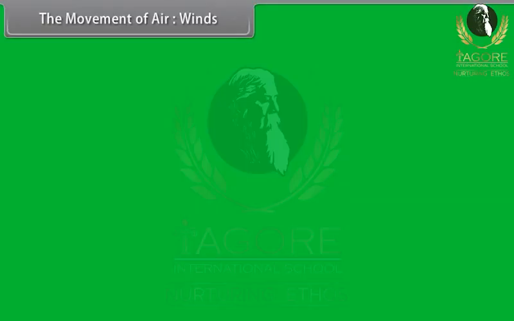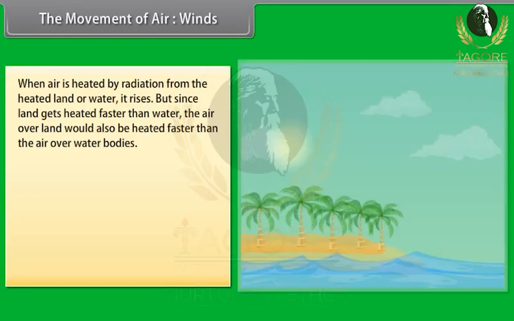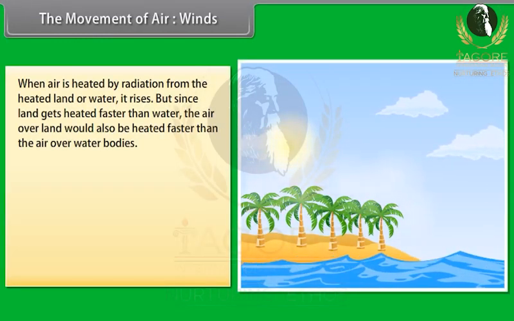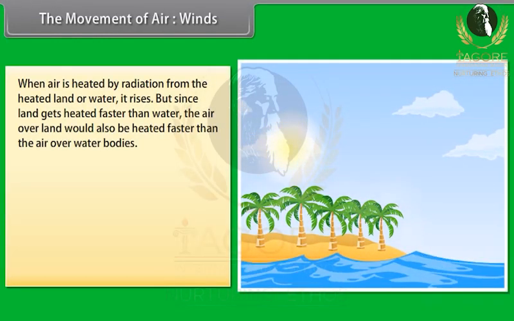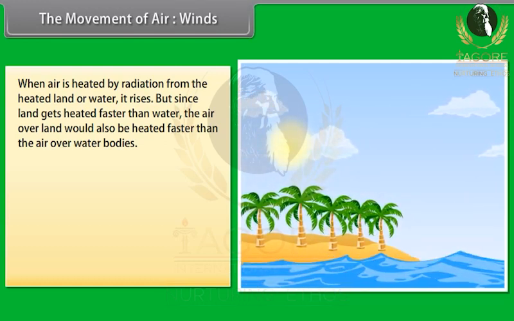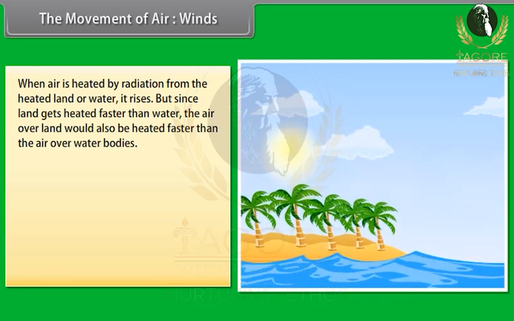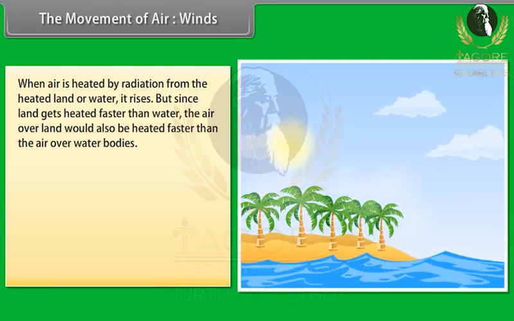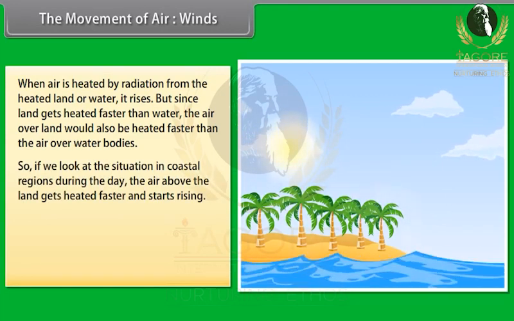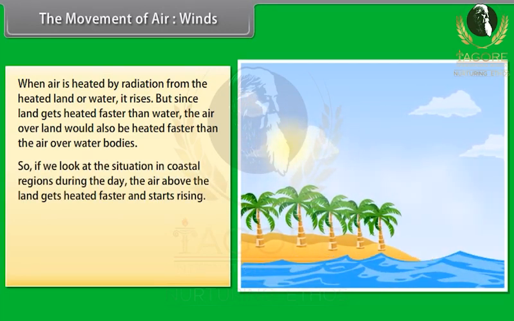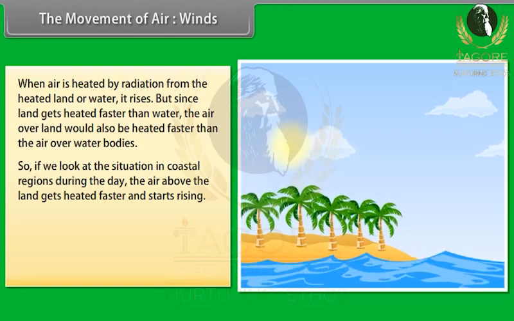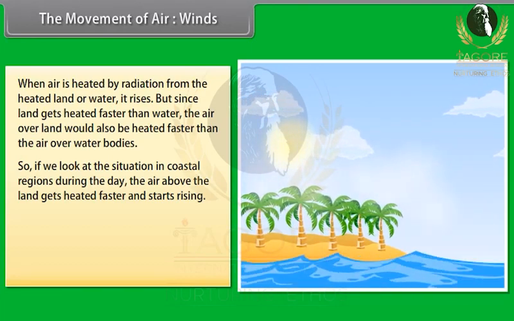The movement of air, winds. When air is heated by radiation from the heated land or water, it rises. But since land gets heated faster than water, the air over land would also be heated faster than the air over water bodies. So, if we look at the situation in coastal regions during the day, the air above the land gets heated faster and starts rising.